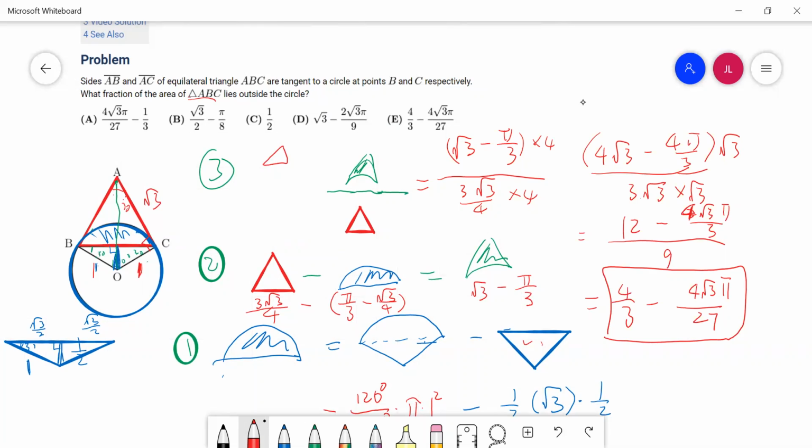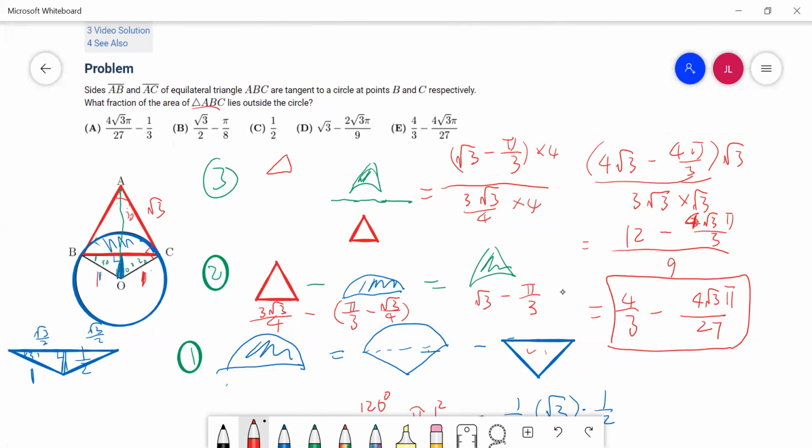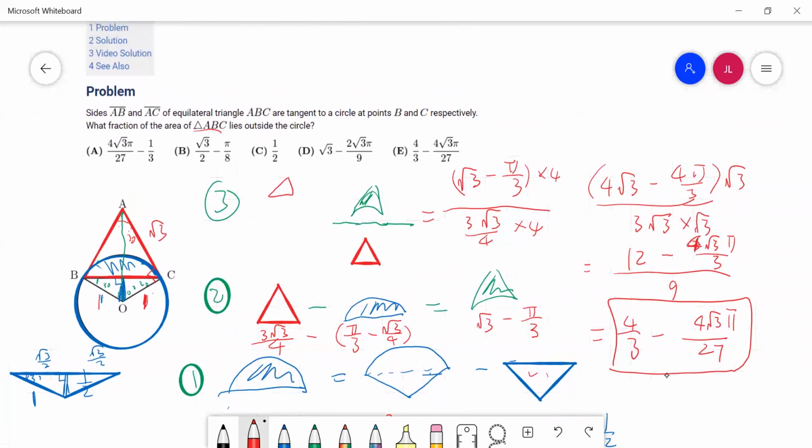Okay, go back to the choices. You can see E is exactly what we got, right? So now we got our answer: it is E.